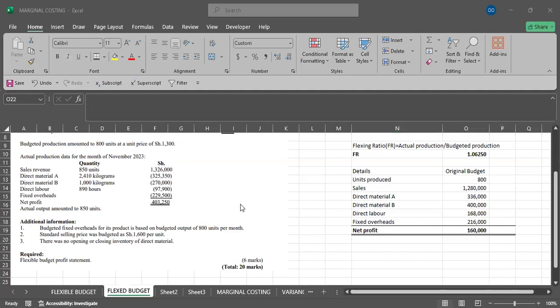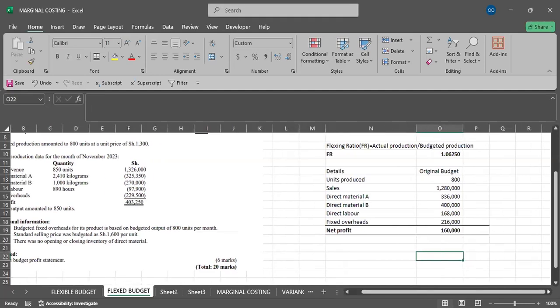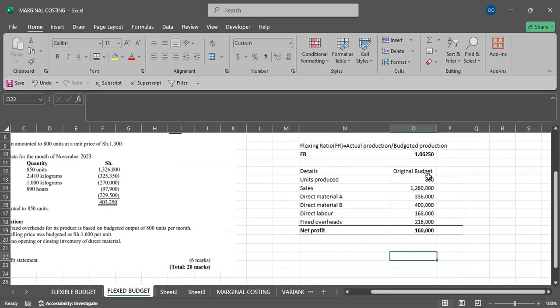Great. Now, there's a problem. For us to be able to come up with a flexible budget, we cannot compare these with different units, right? So we have to flex our budget. We have to make our budget equivalent to actual production. So this unit is equal to 800, but if you look at actual production, they produced 850 units. So you cannot compare 800 and 850. We have to adjust this one here to be equivalent to 850.